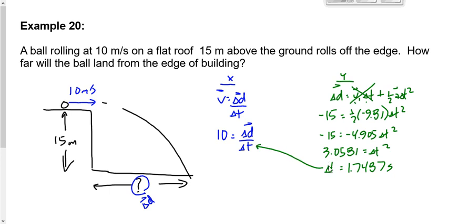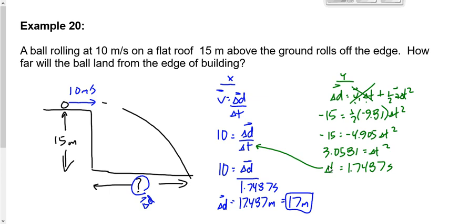So my equation now becomes, for x, 10 is equal to delta d over 1.7487 seconds. And then delta d, take the 1.7487 out by multiplying, delta d becomes equal to 17.487 meters, which is 17 meters. So this ball lands 17 meters from the edge of this cliff. Does that make sense?